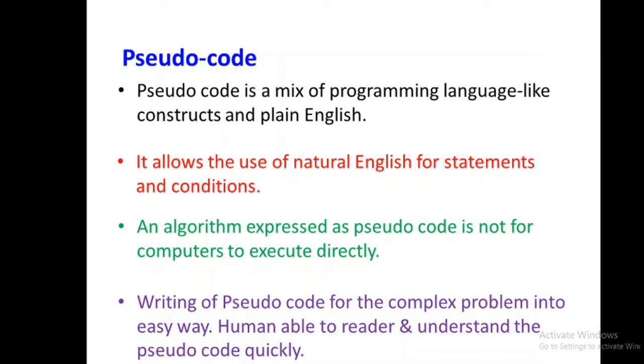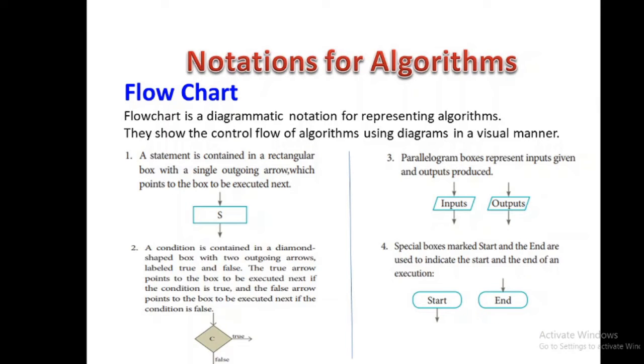Pseudocode is a mix of programming-language-like constructs and plain English. It allows the use of natural English for statements and conditions. An algorithm expressed as pseudocode is not for computers to execute directly. Writing pseudocode is very easy even for complex problems. Humans are able to read and understand a pseudocode program quickly, even if it is big. Flowchart is a diagrammatic notation for representing an algorithm.